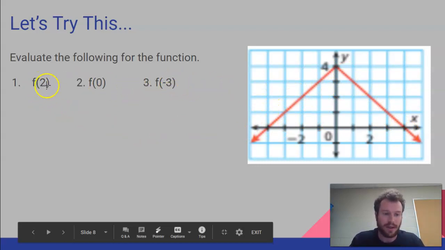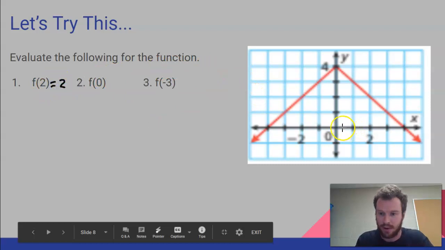For number 1, it's saying that the x value is 2. So what I'm going to do first is look at the x value of 2. So here's the input value of 2. Now what's the output value at 2? So I'm going to go up to find the y value. So x value is 2. The y value is also 2. So when x is 2, y is 2. So f of 2 equals 2.